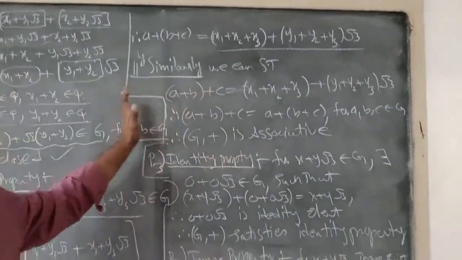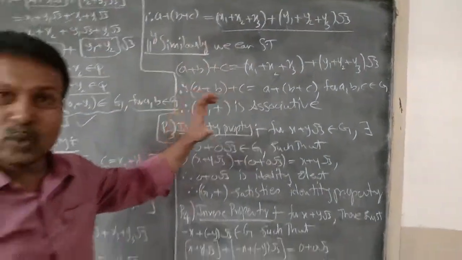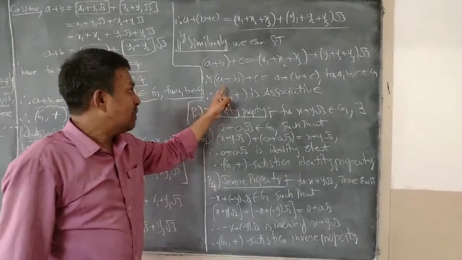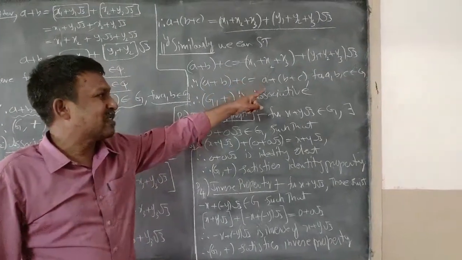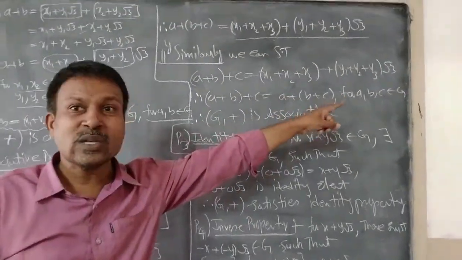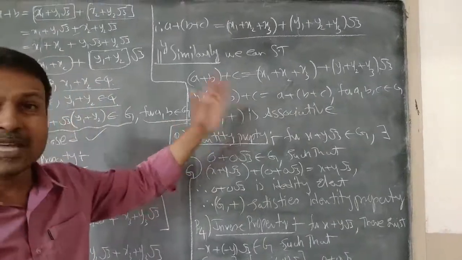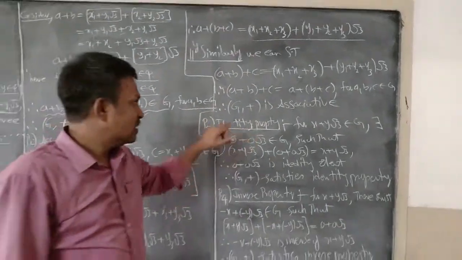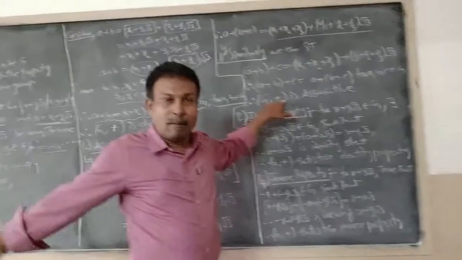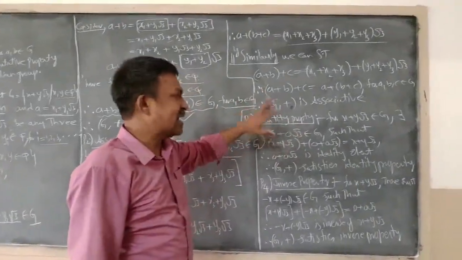On the whole, for associative property, we can give a general conclusion that (a plus b) plus c is equal to a plus (b plus c) for a, b, c belongs to set G. Therefore, G, plus is associative. This statement is relating to this problem. The next property is identity property.